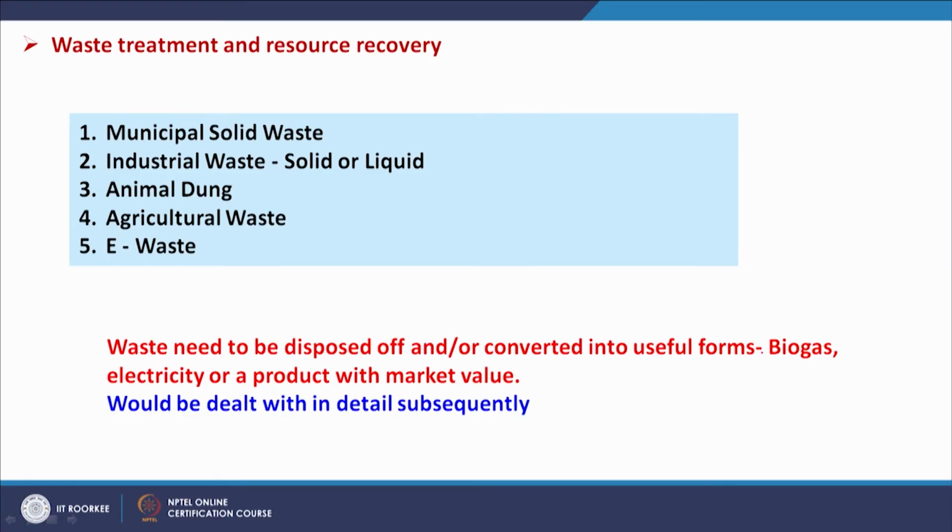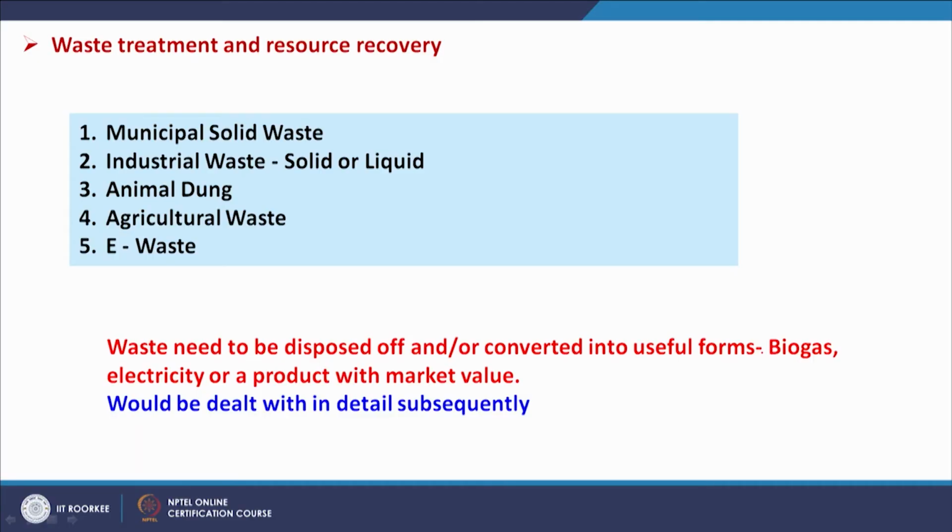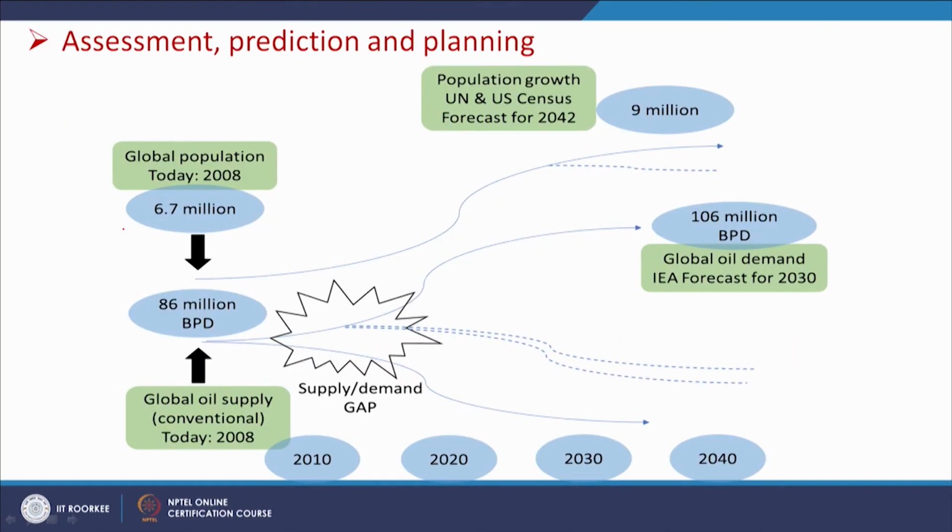So, we will be discussing in detail about all those things, and as I told you, waste to wealth, waste treatment and wealth recovery is becoming a new concept, and people are putting more effort to recover wealth from the wastes. So, municipal solid waste, industrial solid waste, animal dung, agricultural waste, e-waste, all are being investigated to produce valuables from it and for a better management of the system, so that environmental pollution will also be reduced.